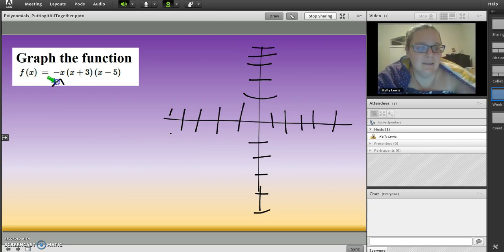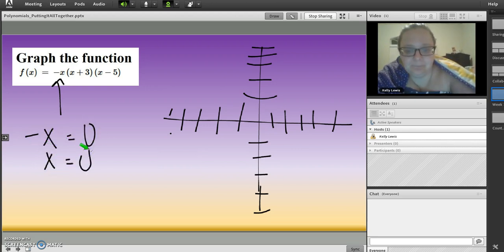Alright, so these are all factors. This guy, negative x, we'll set each factor equal to 0. We get x equals 0. And the multiplicity is 1, like there's no exponent. So that means it's going to cross.